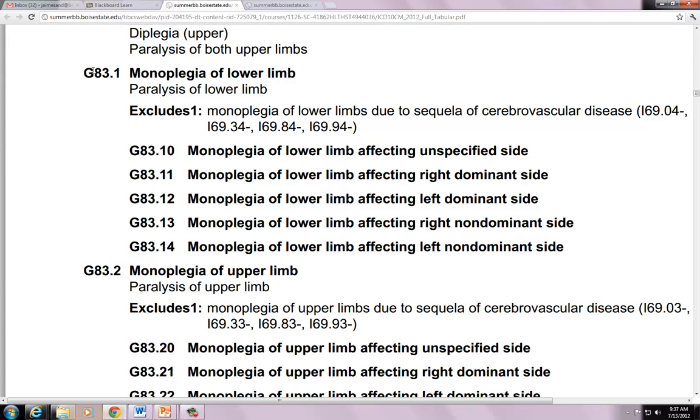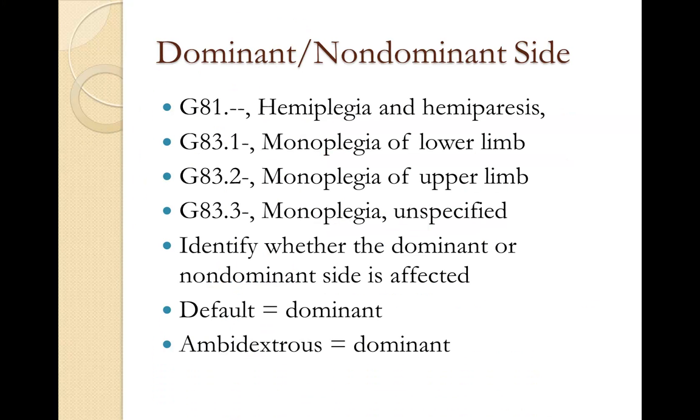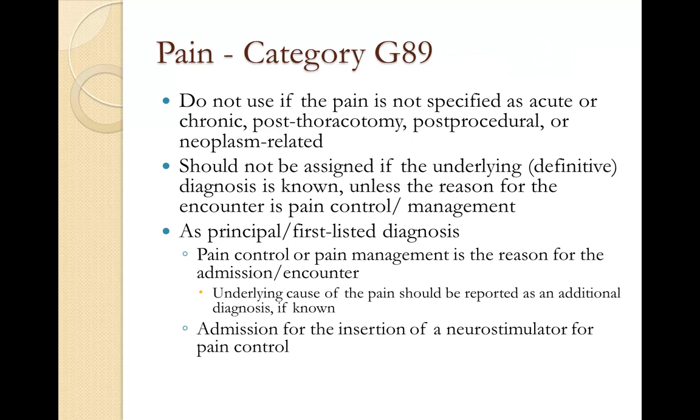Here's monoplegia right here. So G83.1, monoplegia of the lower limb, and then notice we have an unspecified side. We have right dominant, left dominant, right non-dominant, or left non-dominant. So we do have a guideline if it doesn't say dominant or non-dominant, but if it doesn't say right or left, then we really just still have to use this unspecified, the G83.10. Also, if a patient is ambidextrous, then we're still going to code that as dominant rather than using two different codes there.